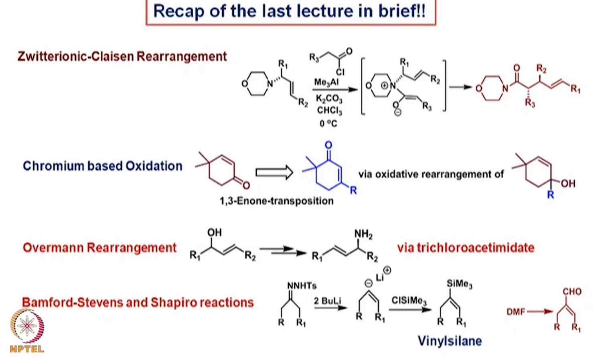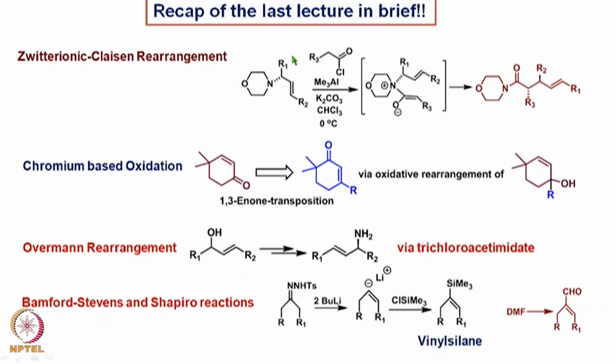We will briefly look at what we did last time. We looked at some aspects of Claisen rearrangement and their variations in terms of substrate structure. For example, the last one that we took was the zwitterionic Claisen rearrangement, which was close to the ketene-based reaction. Here the substrate was slightly different.